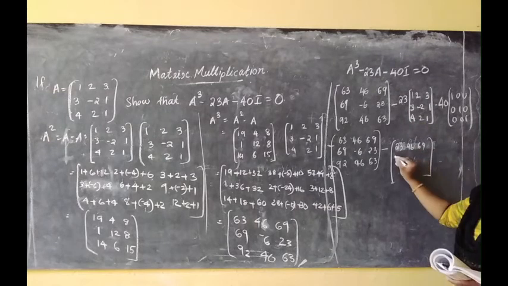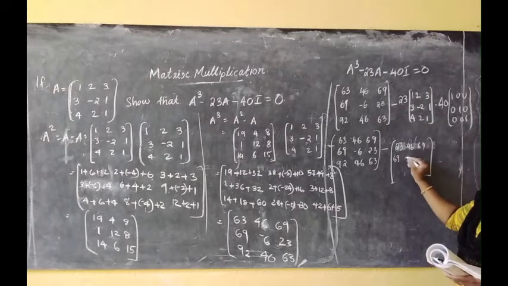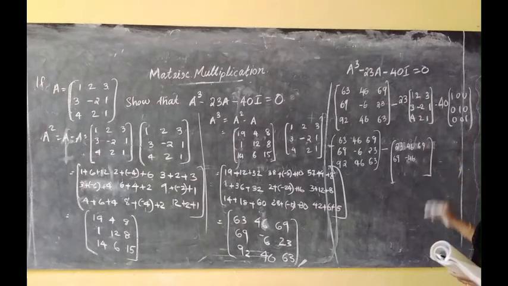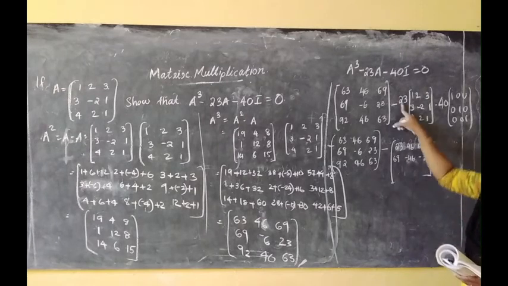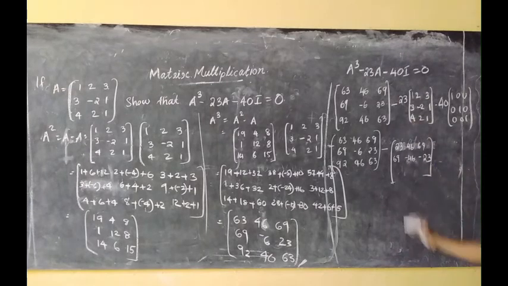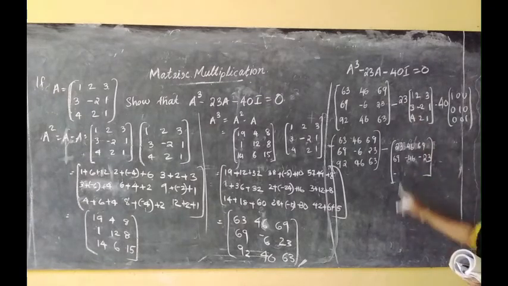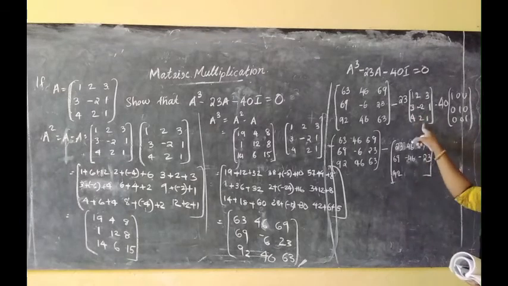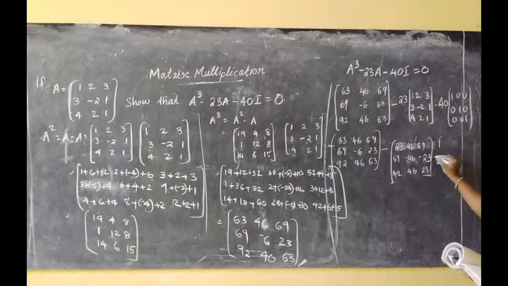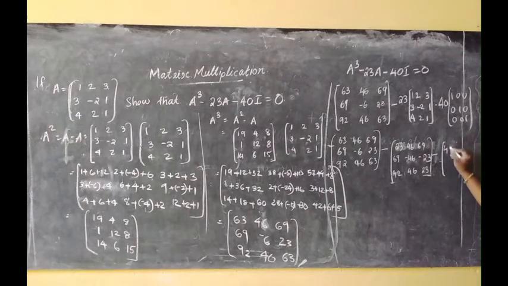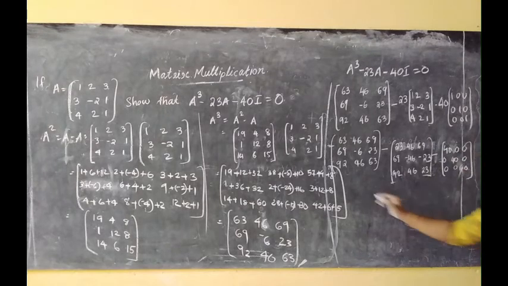Now 23 into 3, 69. 23 into minus 2, minus 46. Then minus 23. The last one, 23 into 4, what do we get? Minus, here it is minus 23 now. Then it is 92. Then 23 into 2, 46. 23 into 1, 23. Minus 40i. 40i means 40, 40, then 0, 0. 0, 40, 0. 0, 0, 40. It's given in the textbook.